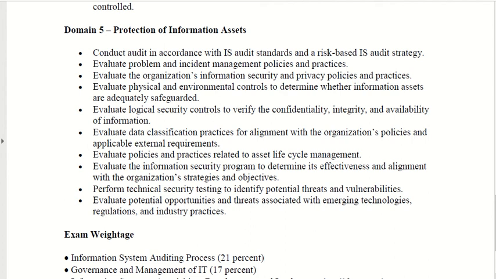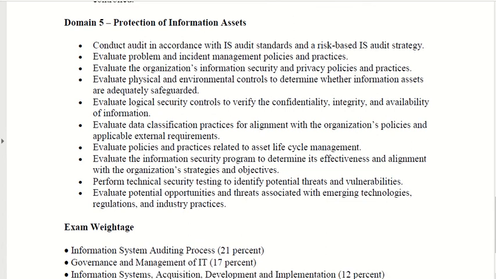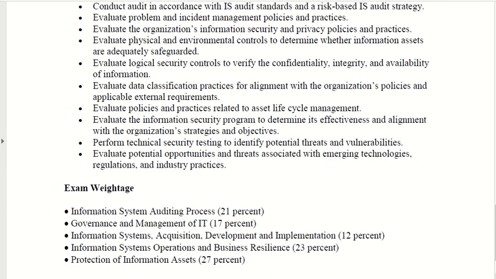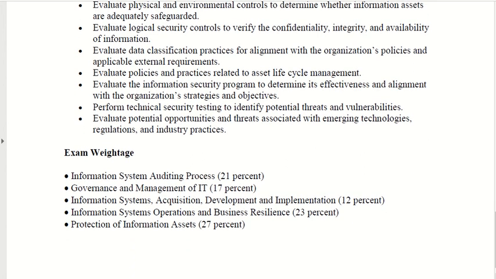Evaluate policies and practices related to asset lifecycle management. Evaluate the information security program to determine its effectiveness and alignment with the organization's strategy and objectives. Perform technical security testing to identify potential threats and vulnerabilities. Evaluate potential opportunities and threats associated with emerging technologies, regulation, and industry practices.